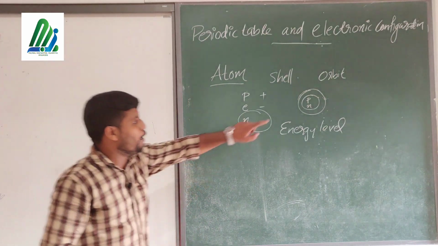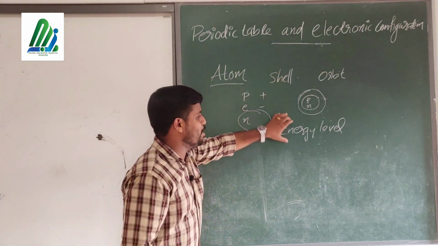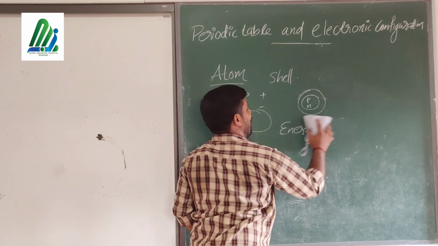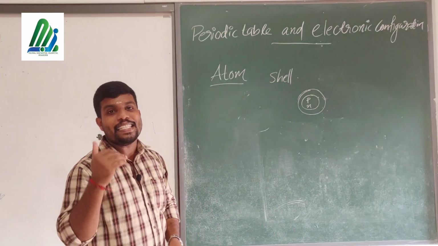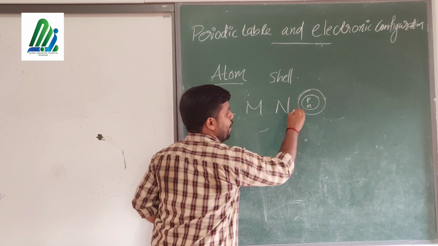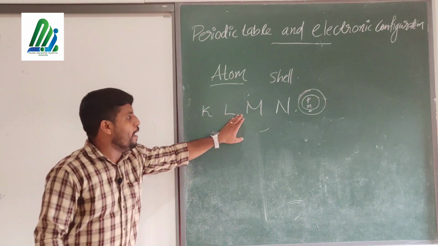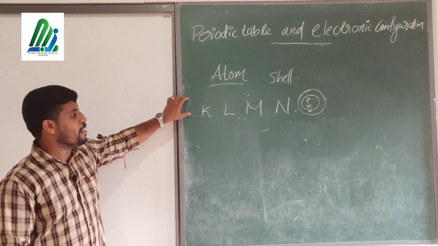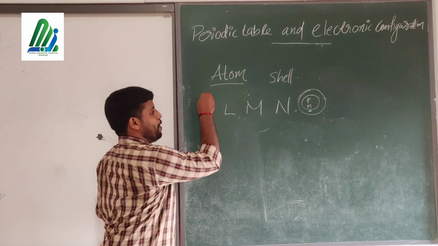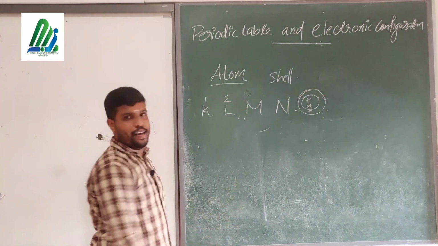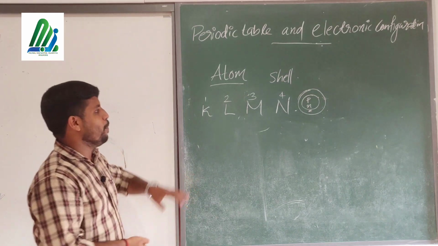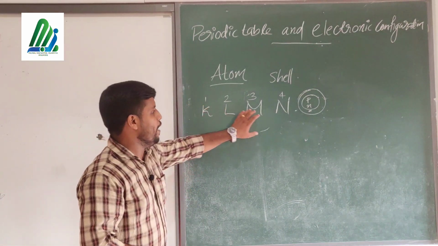There are three names for the particular path. The first one is shell, otherwise known as energy level, or orbit. Generally we say they are known as shells. The shells are named K, L, M and N, represented in capital letters. The K shell is the first shell, the L shell is the second one, the M shell is the third shell, and the N shell is the fourth shell. I think you are familiar with these terms, shells K, L, M and N.